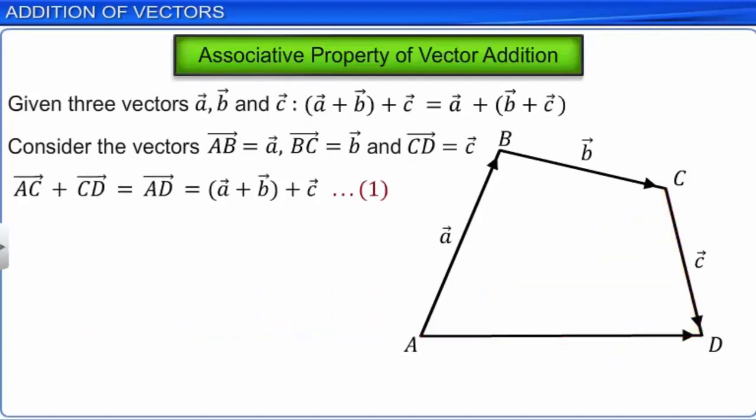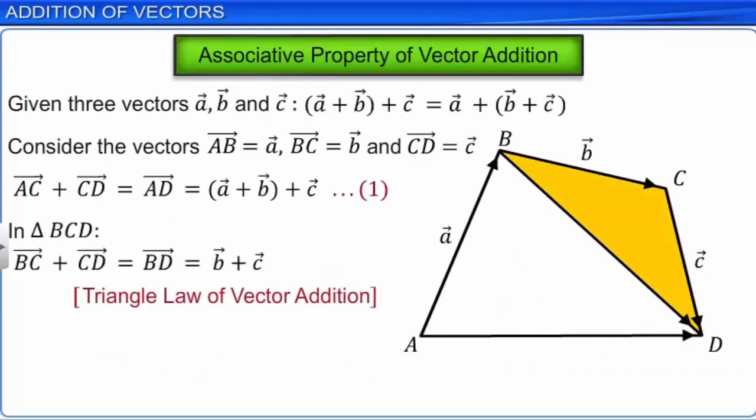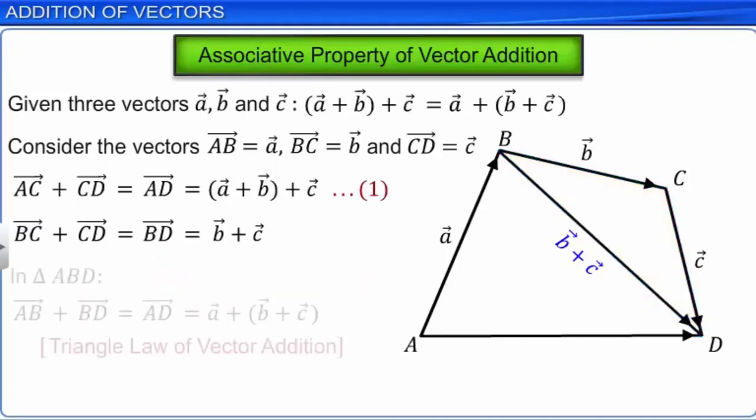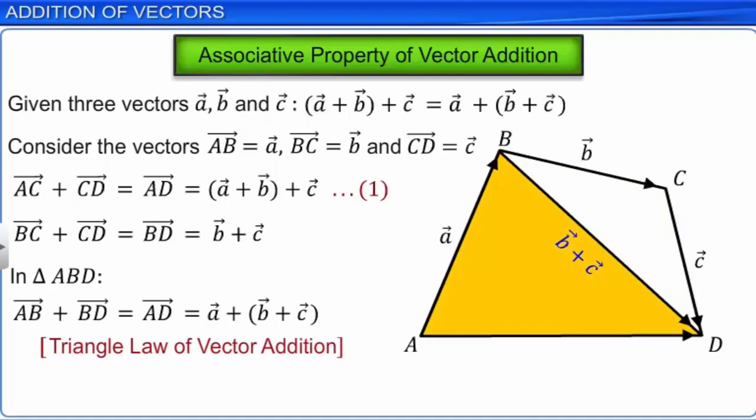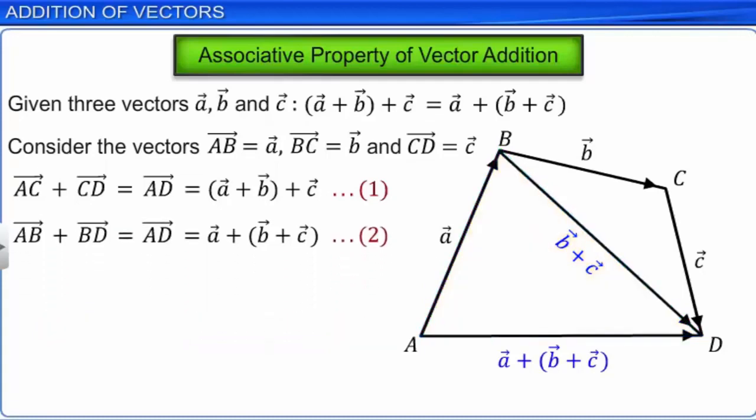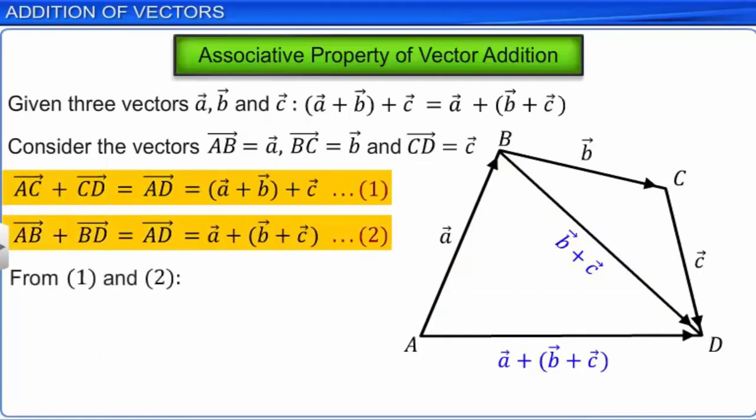Consider triangle BCD. By the triangle law of vector addition, the sum of vectors BC and CD is equal to vector BD, which is vector B plus vector C. Now, consider triangle ABD. The sum of vectors AB and BD is equal to vector AD, or the sum of vectors A and (B plus C). Equating the value of vector AD from equations 1 and 2, it is proved that vector addition is associative.